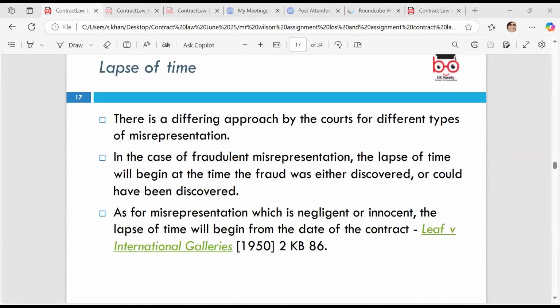Lapse of time. If there's a lapse of time, the courts take a different approach, because each individual case has its own merits and they will consider it through that. Right. Okay.